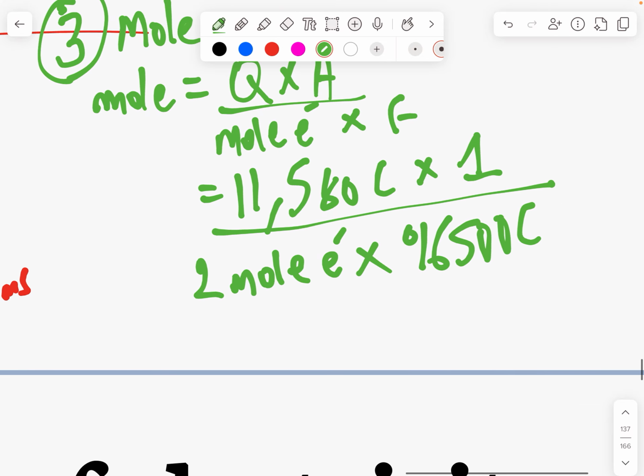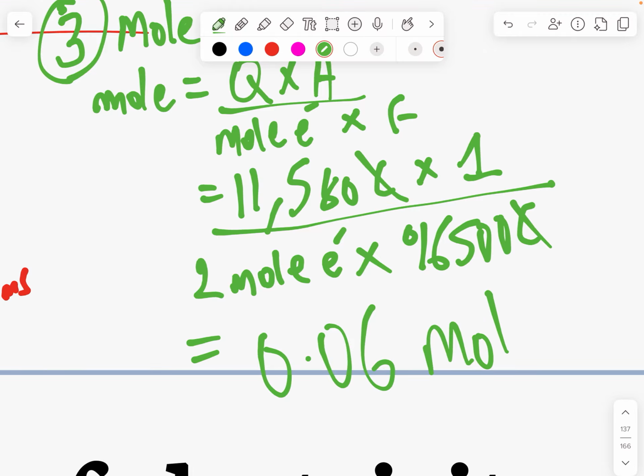When we do our division, notice C is going to cancel C. Let us work that into our calculator. 11,580 divided by 2 times 96,500 is equal to 0.06 mole, because all we're left with is mole as our unit.